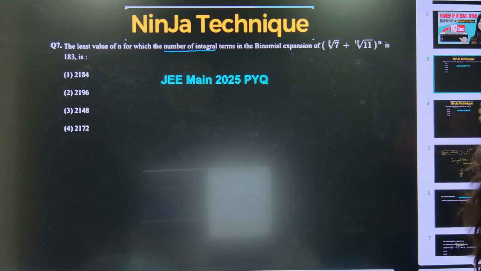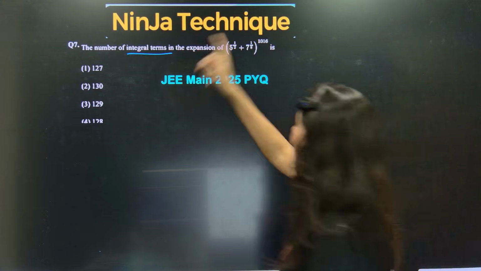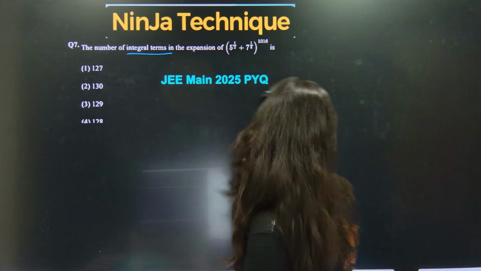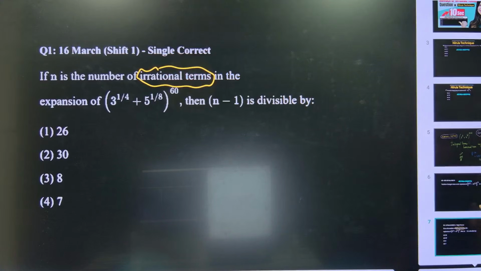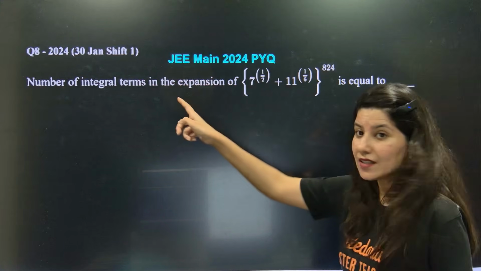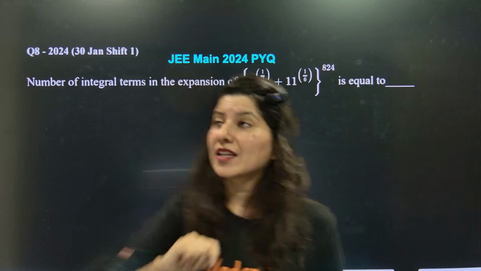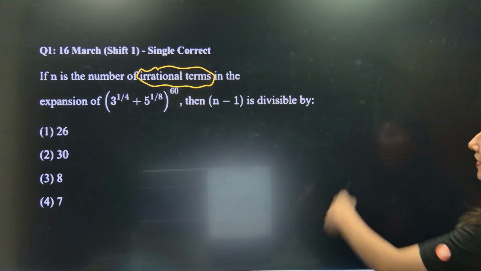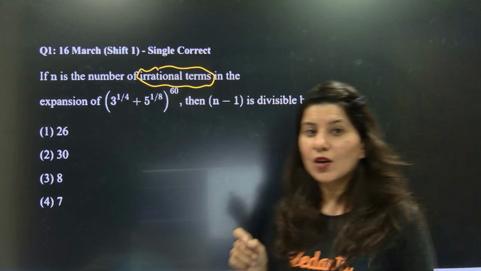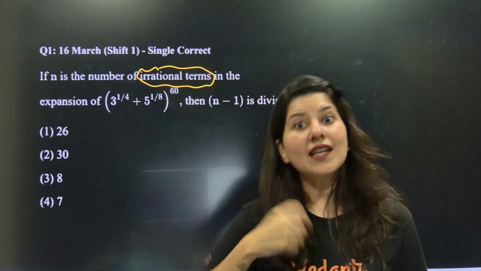Then the next question, this is a JEE Main 2025 PYQ. Now the next, again a JEE Main 2025 PYQ, number of integral terms. Another question, if you can see, number of integral terms from JEE Main 2024 PYQ. Then one more question, again a JEE Main PYQ. This question is talking about an irrational term.